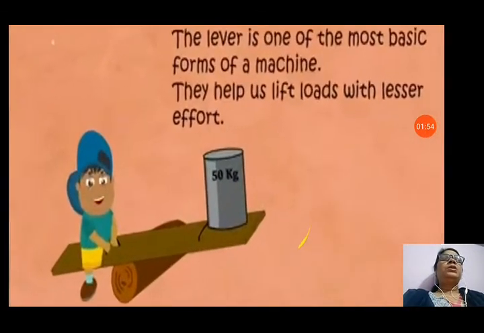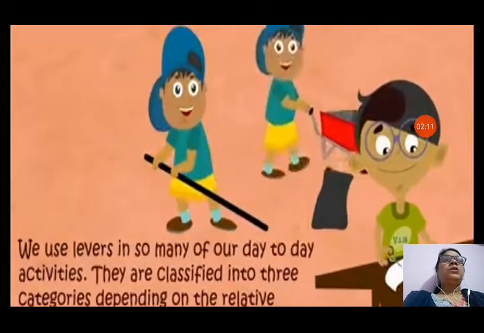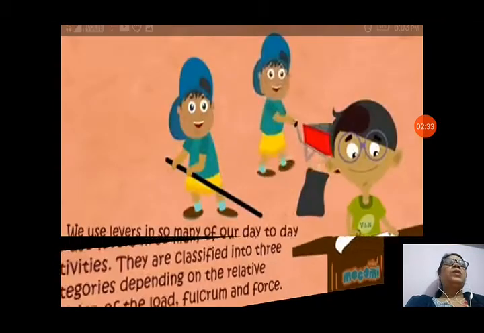In this picture you can see the lever is one of the most basic forms of a machine. They help us to lift loads with lesser effort. We have to apply lesser force when we use a lever to lift any load. We use levers in so many of our day-to-day activities. They are classified into three categories depending on the relative position of the load, fulcrum, and force. So the lever can be classified into three major groups, according to the position of the load, fulcrum, and force. Let us see about these types of levers.